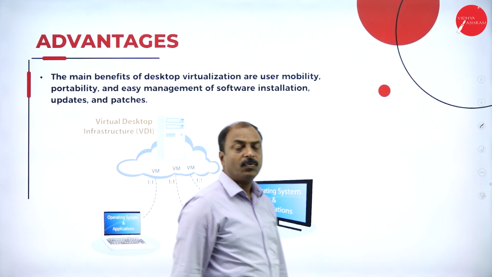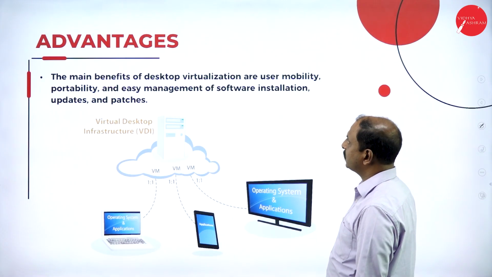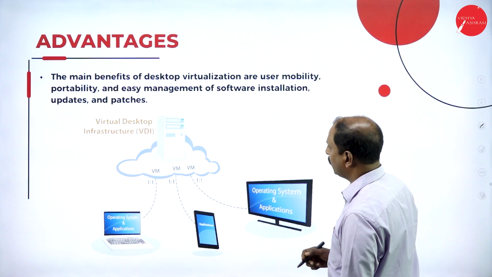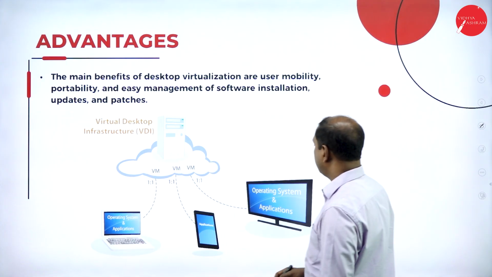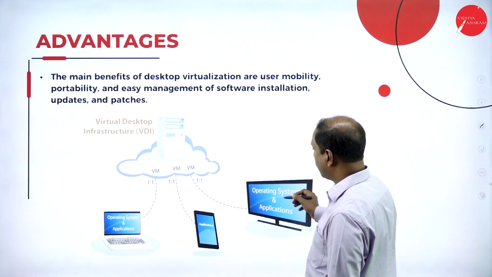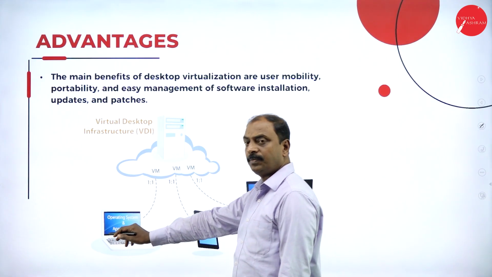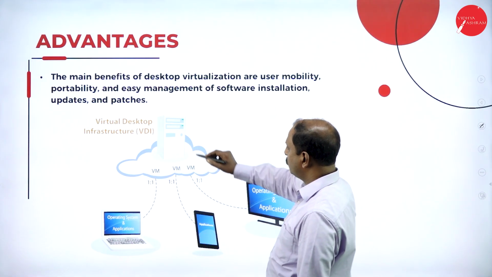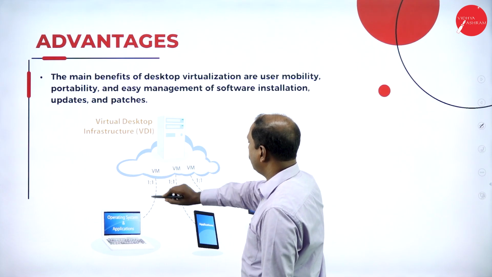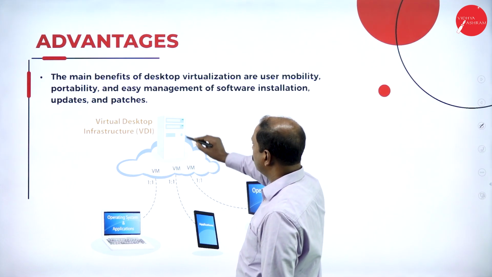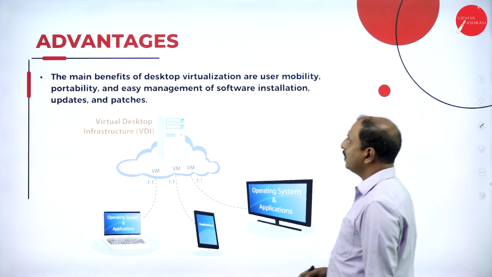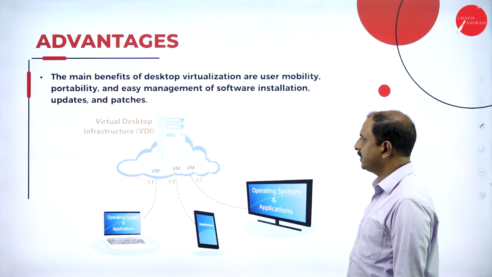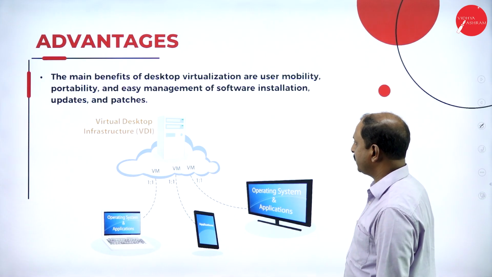Now let us see the advantages of desktop virtualization. Here we can see the diagram. This is the operating system, one of the applications, and this is another system, and this is another interface. Here this is a virtual machine. This is the server, and this is a desktop. So the desktop is virtualized here. This is an example of desktop virtualization.